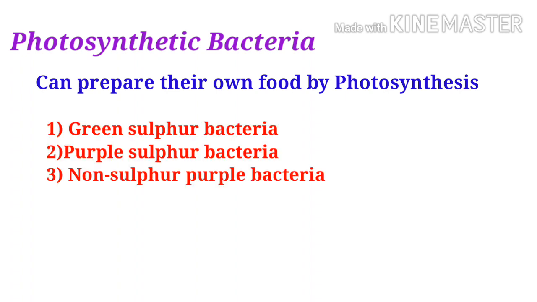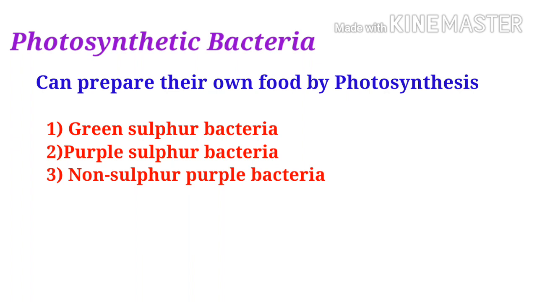So let's see the first type, photosynthetic bacteria. They can prepare their own food by photosynthesis, and these are green sulfur bacteria, purple sulfur bacteria and non-sulfur purple bacteria. So what are green sulfur bacteria? These are anaerobes, meaning they perform photosynthesis without evolving oxygen, and they contain chlorobium chlorophyll pigments. These green sulfur bacteria use H2S or other sulfides as the electron donor.